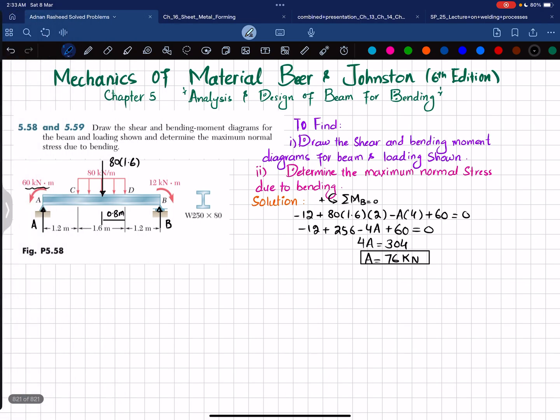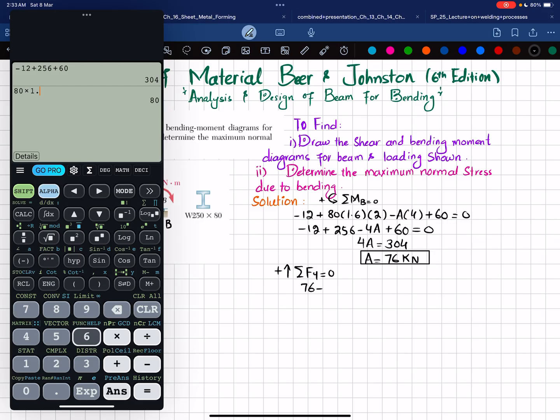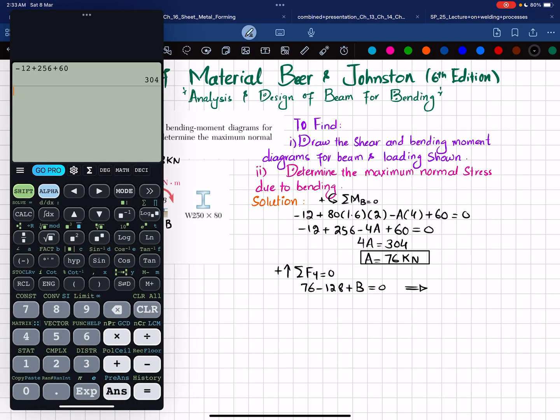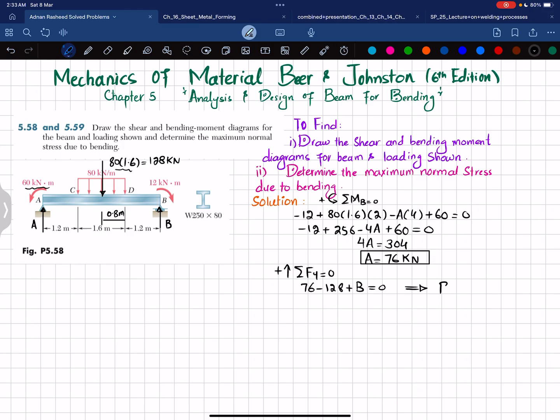Now we will calculate B by using another equation of equilibrium, that the sum of all forces along the y direction must be equal to 0, and upward force is taken as positive. So A, which is upward, is 76, minus this 80 multiplied by 1.6. So 80 multiplied by 1.6 will give you 128 kilonewton. So this is minus 128 plus B is equal to 0. So from here, 76 minus 128 will give you minus 52, so B will be equal to plus 52 kilonewton. Okay, now we have these two reaction forces.